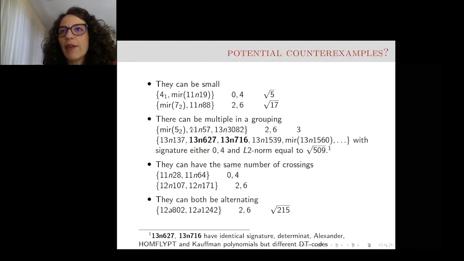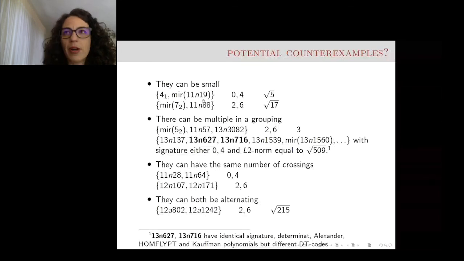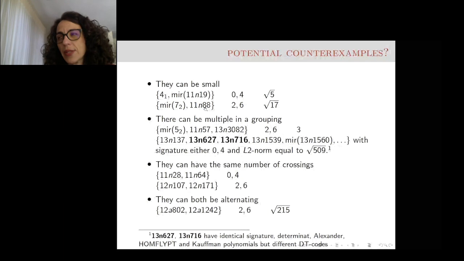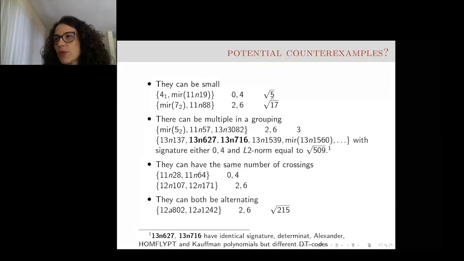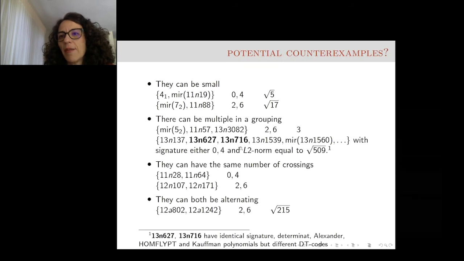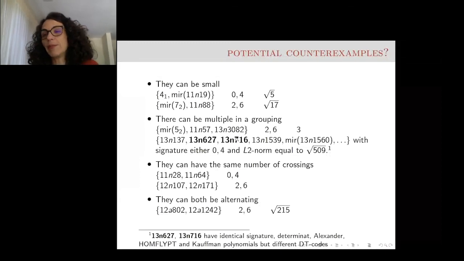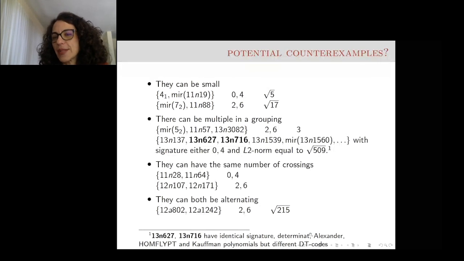I don't think I'm going to have time, but we found a range of counterexamples. Counterexamples are knots that have the same Jones polynomial but different signature. For example, they can be very small. These two knots have identical Jones polynomials, but signatures 0 and 4. When I say small, I mean they have a small norm of the Jones polynomial. There can be multiple ones, and there can be multiple ones with the same number of crossings. We have counterexamples even within the same number of crossings, and they can both be alternating. There are 12 crossing alternating knots with the same Jones polynomial but different signatures. And the ones in bold, like 13 non-alternating knots, 627, 716, are actually remarkable, because they have most of the invariants that we're looking at the same, yet they are different knots. And they have different signature.